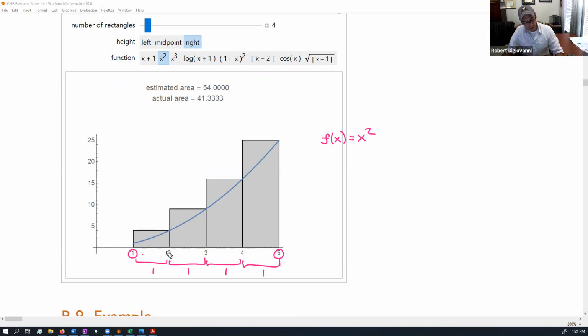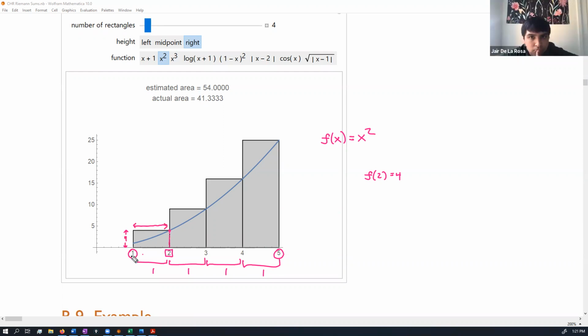He says, all right, we'll go to the right endpoint of the first little interval, 2, plug 2 into the function and see what you get out. What would happen if I plug 2 into this function? I would get 4, wouldn't I? So this rectangle is 4 units tall. And how wide is it? We go from 1 to 2, so this distance is just 1. So the area of that rectangle is 4 times 1, which is 4.